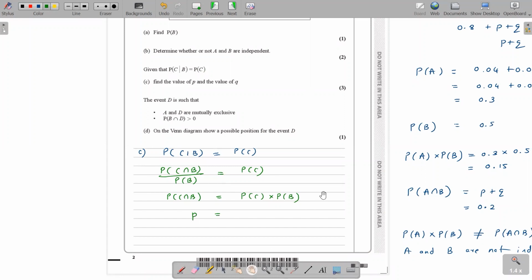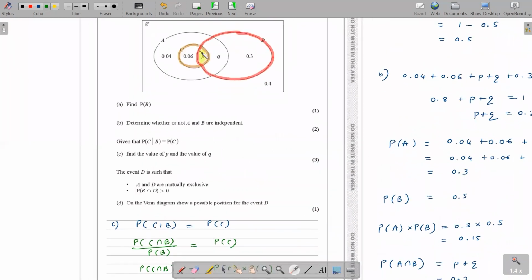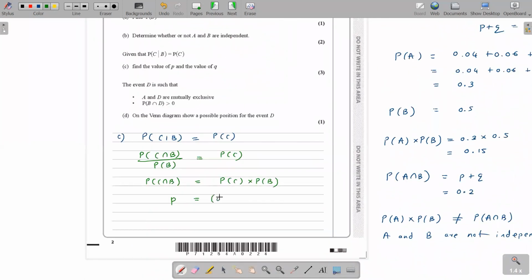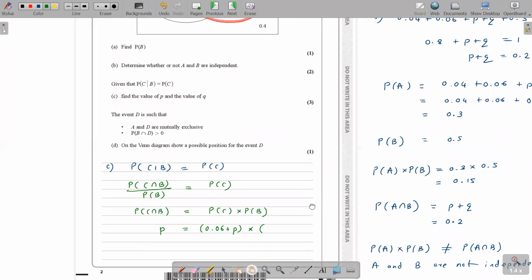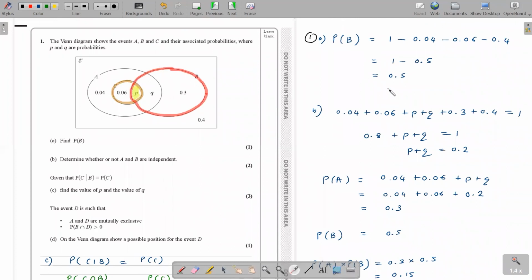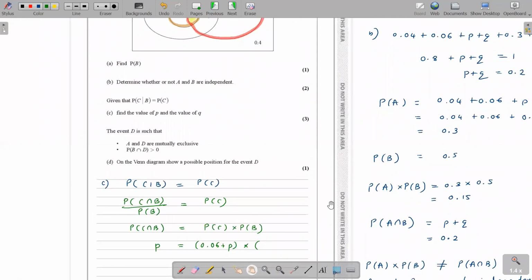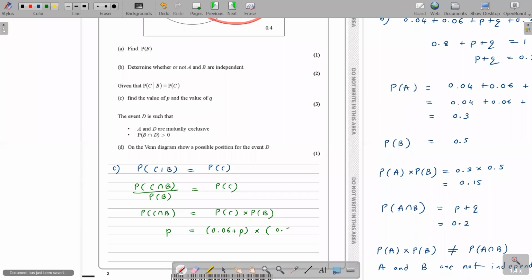Equals probability of C. What's the probability of C? The probability of C is the addition of all the probabilities inside circle C, which is 0.06 plus P. Then multiply that with all the probabilities inside circle B. Do I need to specially find the probability of B, or did we find it earlier? Probability of B was found earlier in question 1, right? It was found as 0.5. So input probability of B as 0.5.